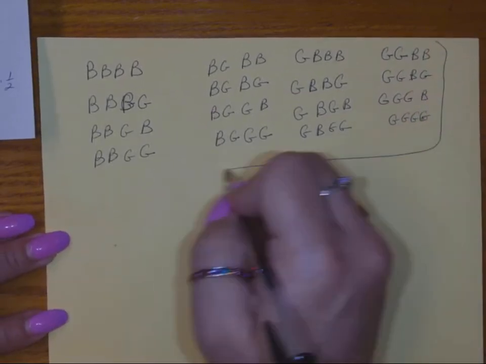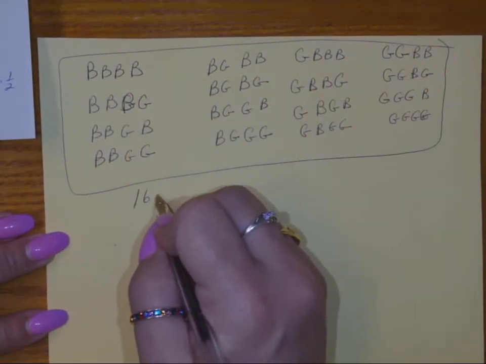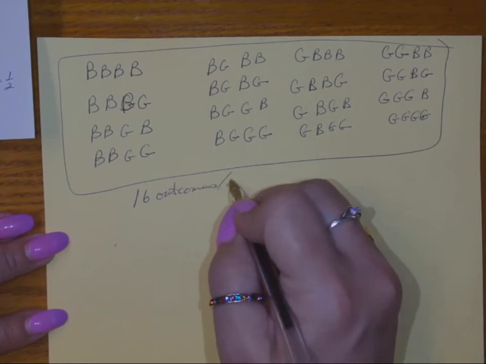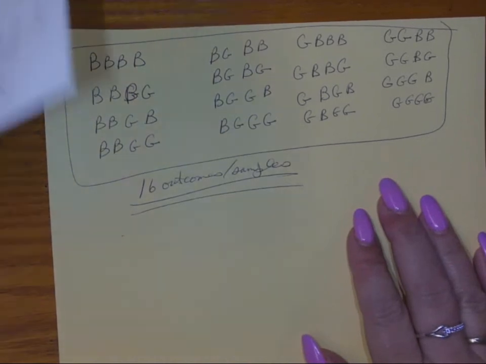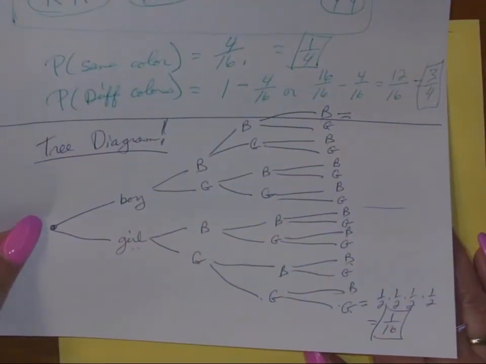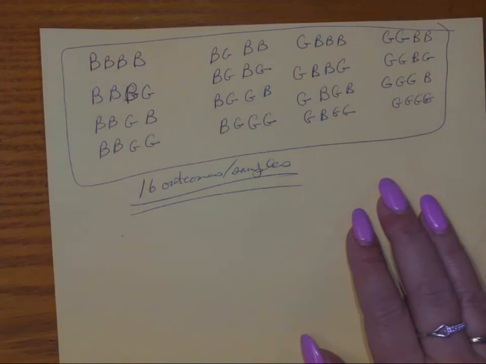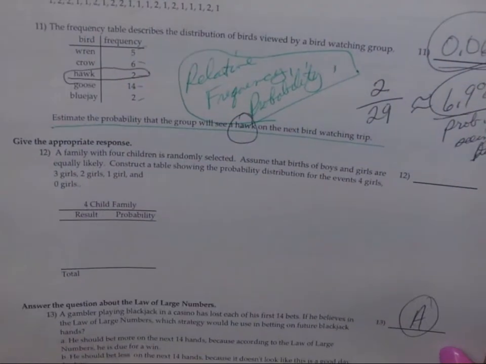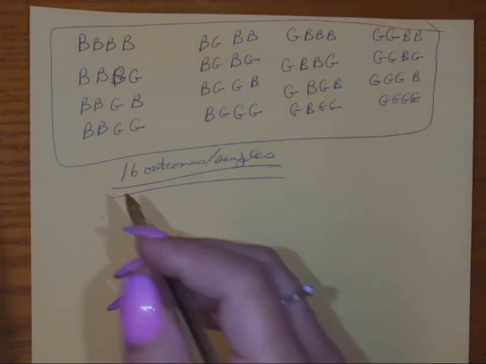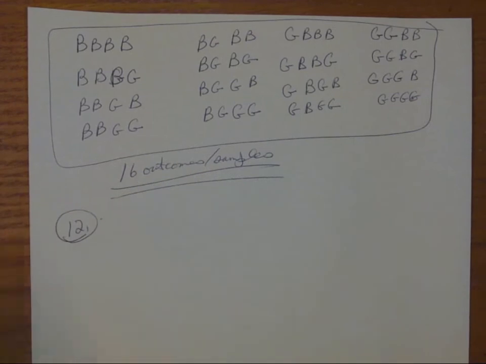Okay, so there's my 16 outcomes or samples. And they should match up with my 16 pathways coming off my tree diagram, so make sure those are okay. But that's not what the question on the test review said, the sample questions. Number 12 says, assume the births of boys and girls are equally likely. That means there's a 50% chance. That's what we did. Construct a table showing the probability distributions for the events.